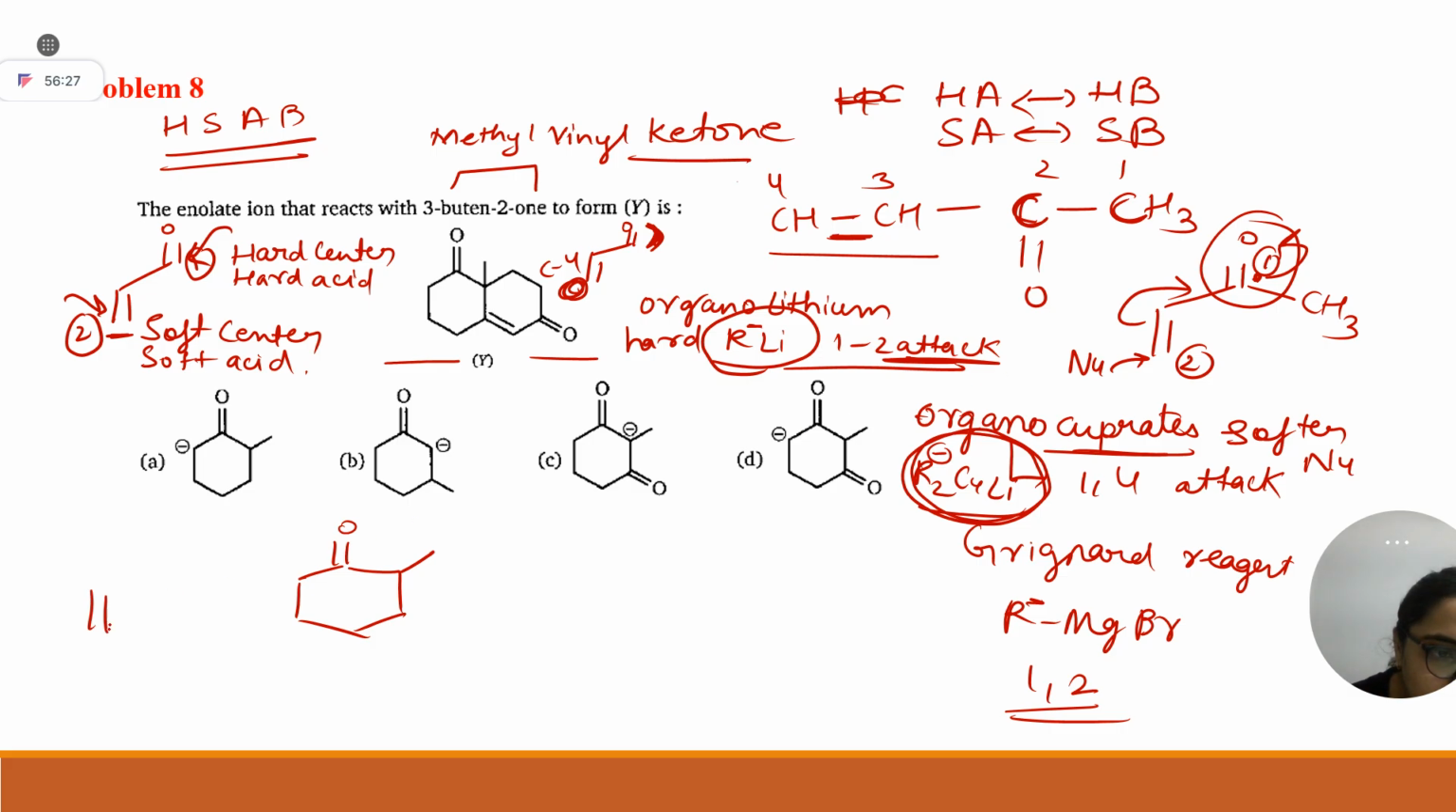This was your methyl vinyl ketone. You can ask me at the end of the class if some doubt is still there. Okay, let's make it attack here. I will do option number A for A and B. You guys do C and D and tell me which enolate ion will give me Y. You can copy how I am doing and start solving.